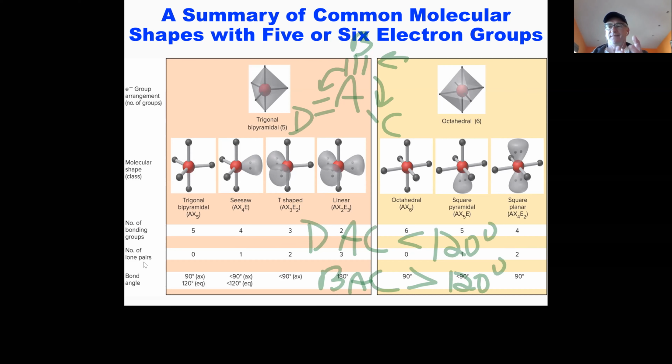Wherever there's more electron density, that pushes things away from it. Wherever there's less electron density, that gets pushed together. So whatever the triple bond is, it would be pushing the other two away from it. Is that the sort of shape you were thinking about? Yes, thank you.